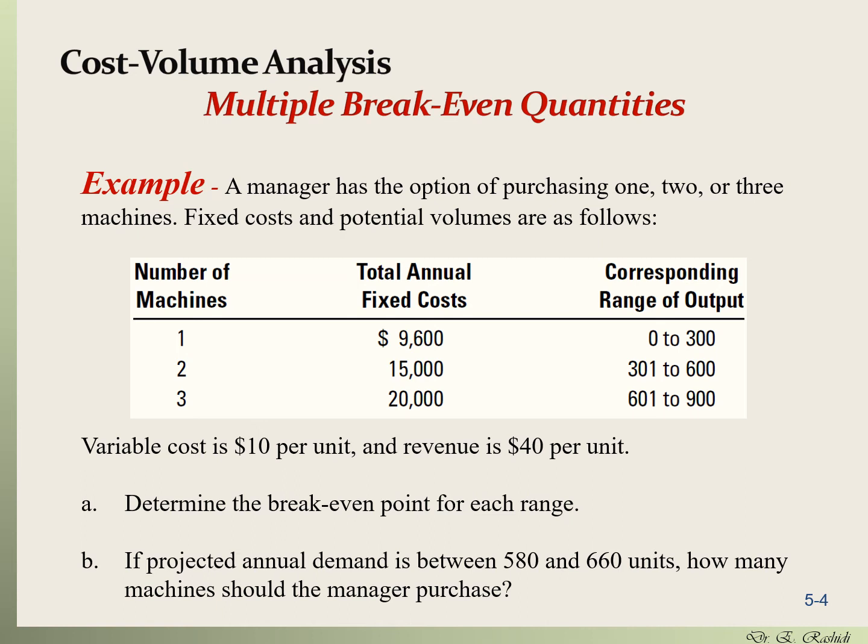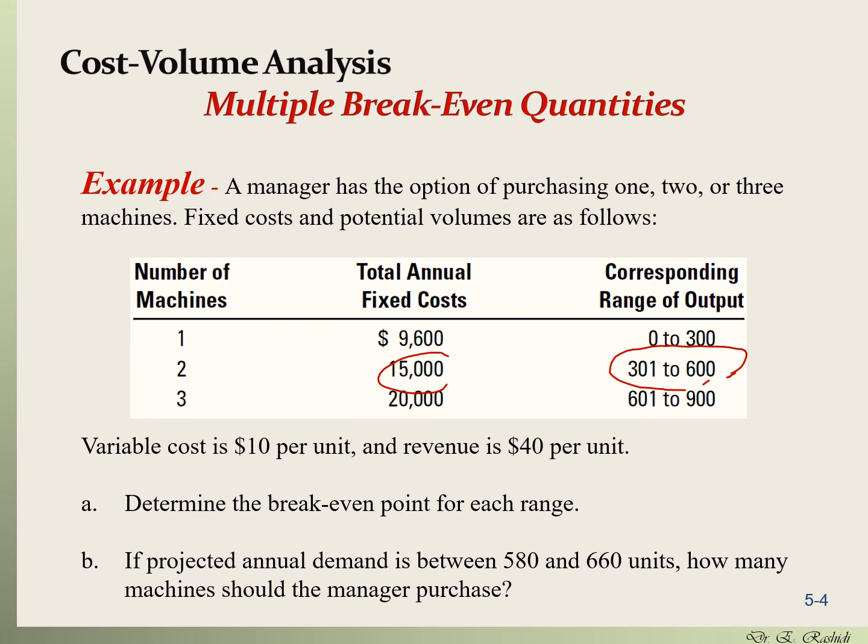Let's see another example, a little bit more complicated. Cost volume analysis when we have multiple break-even points. Suppose a manager has the option of purchasing 1, 2, or 3 machines. Fixed cost and potential volumes are given in this table. For one machine, the total annual fixed cost is 9,600 and the corresponding range of output is 0 to 300. For 2 machines, the total annual fixed cost is 15,000. As you notice here, it's not 2 multiplied by 9,600. It's different. Suppose that you get some sort of discount when you buy 2. And the output range is between 301 and 600.